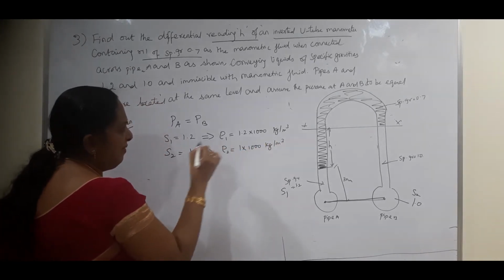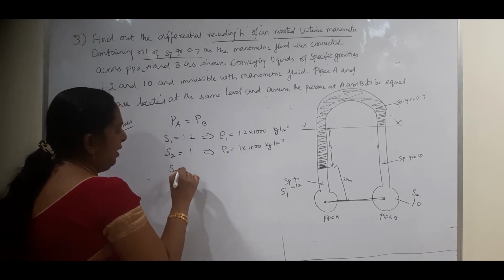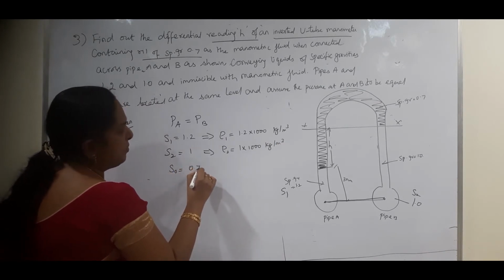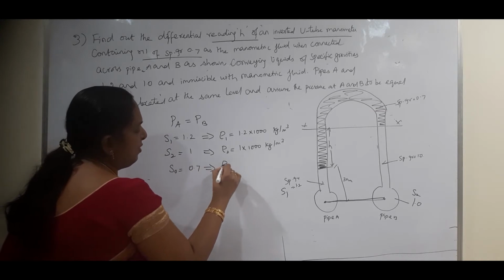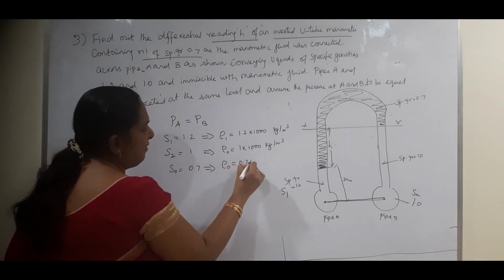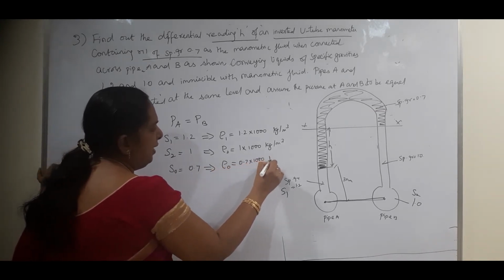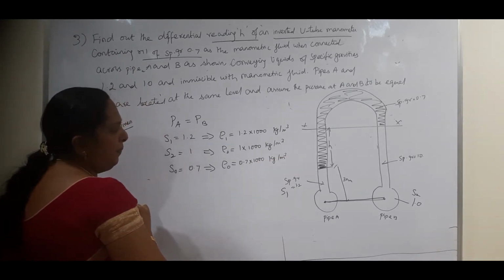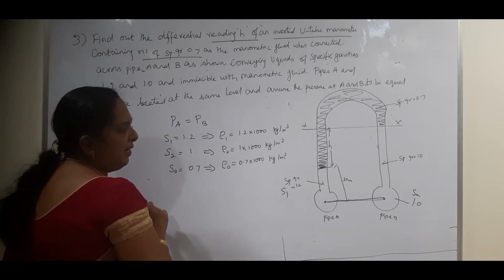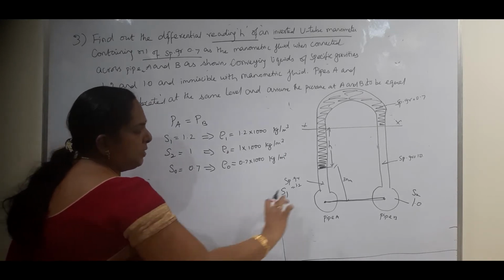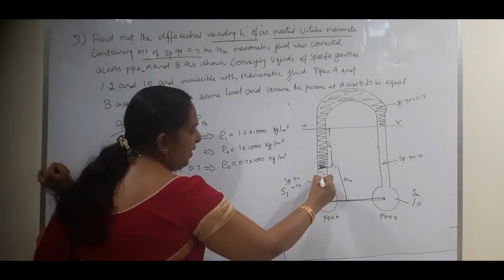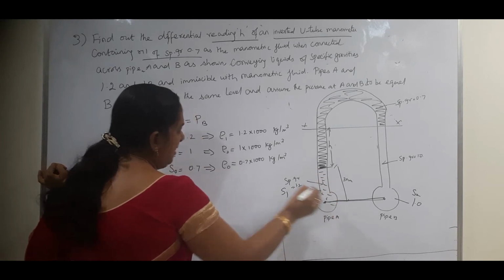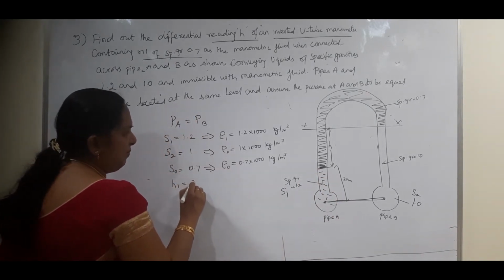Similarly, the specific gravity of the oil, let it be oil, is 0.7. So what is the density of oil? It is 0.7 into 1000 kg per meter cube. So that is known. Okay. So we have to know the height of the liquid in the limbs. Okay. So in the left limb, this liquid height H1 is 30 centimeters.